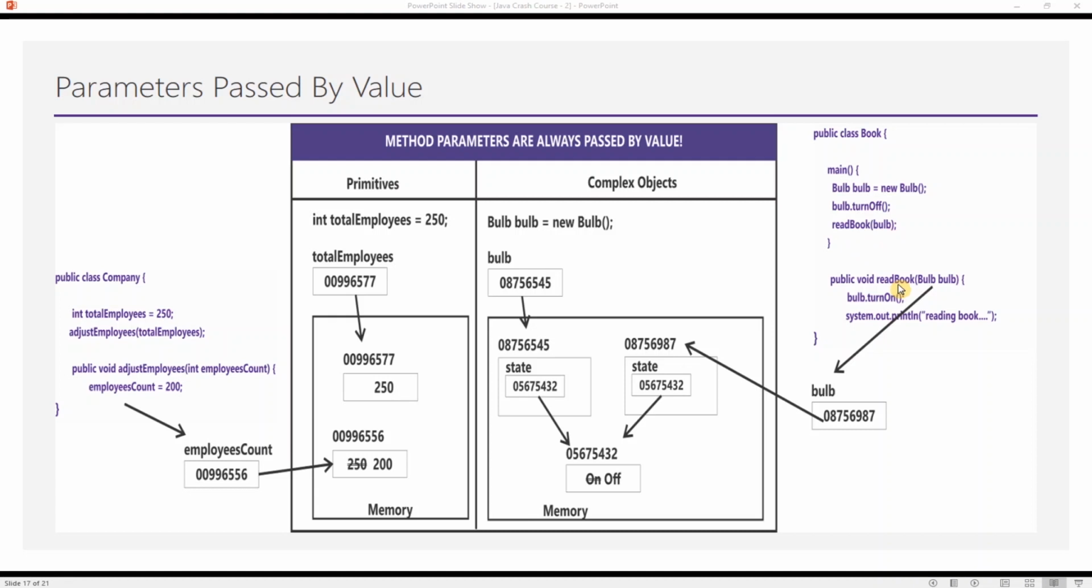So again, as we saw in the case of primitives, a new copy of the bulb object is created implicitly, and the existing state from the passed in bulb object is copied over to the new object. And any changes to the local copy of the object inside the method won't get reflected in the original passed in object. So far, so good.